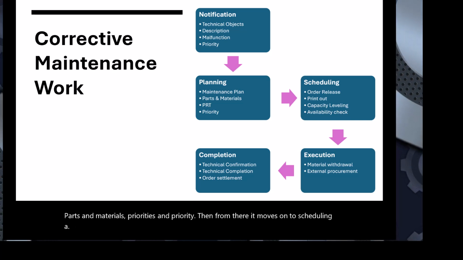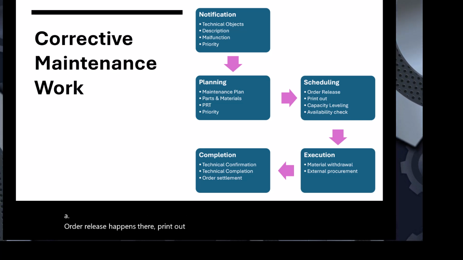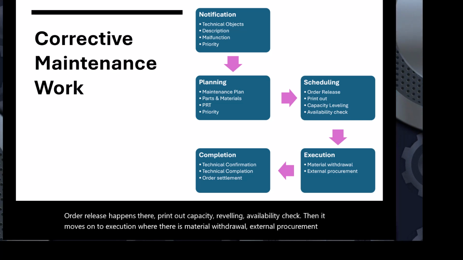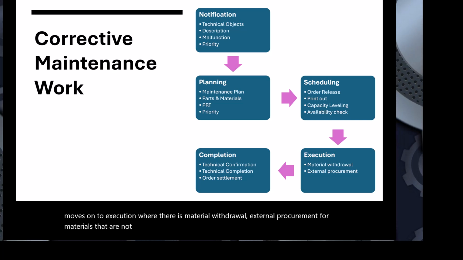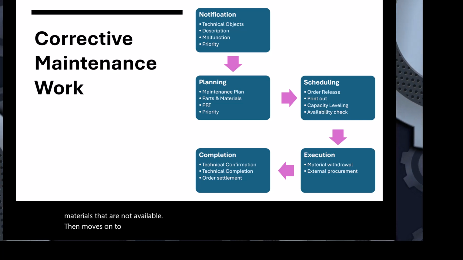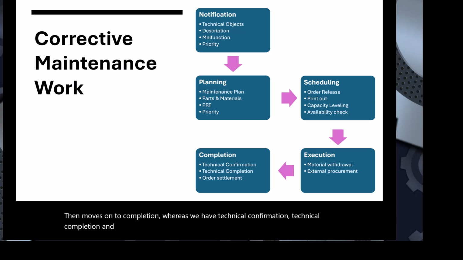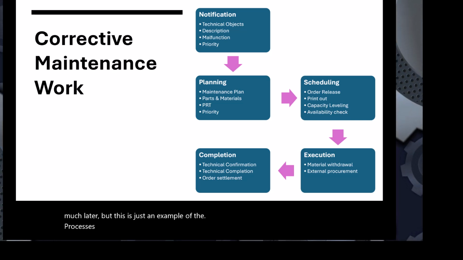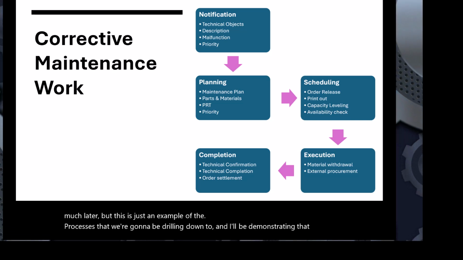Order release happens there, printout, capacity leveling, availability check. Then it moves on to execution, where there is material withdrawal, external procurement for materials that are not available. Then it moves on to completion, where we have technical confirmation, technical completion, and order settlement. So we're going to be looking at these processes much later, but this is just an example of the processes that we're going to be drilling down to, and I'll be demonstrating that on SAP Sandbox.